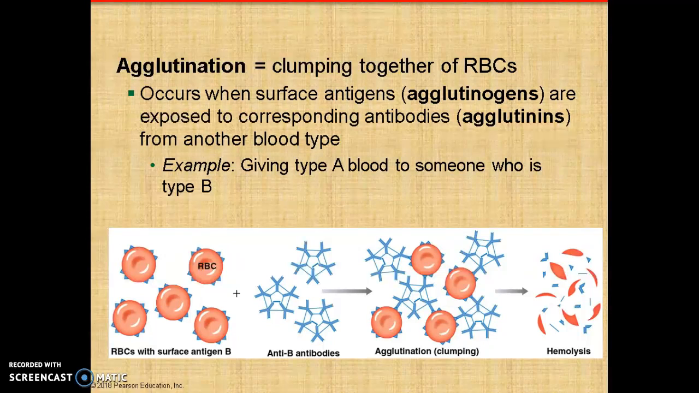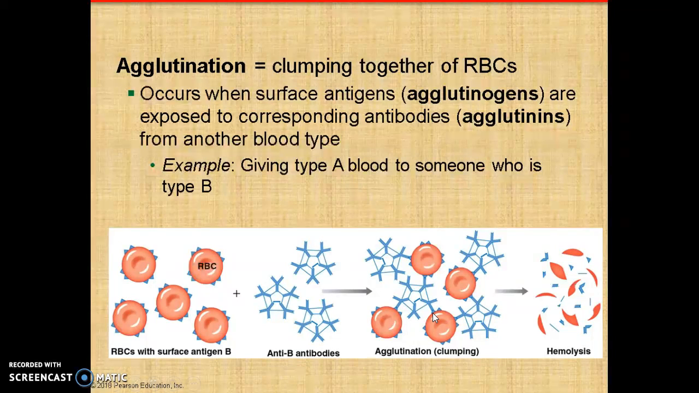Agglutination is clumping. And this occurs when these antigens are exposed to the antibodies. So here in this example, we have a red blood cell with the antigen B. And if it is exposed to the anti-B antibodies, these antibodies, which are these Y-shaped proteins, will stick to the red blood cell and to that B antigen and cause them to clump.